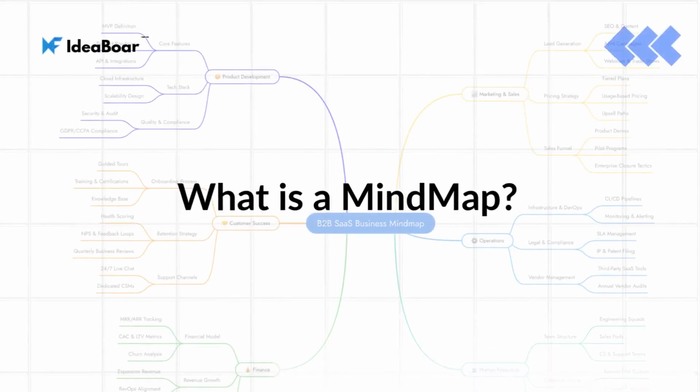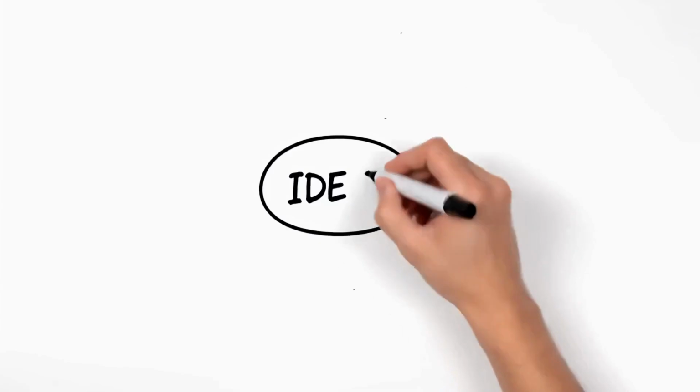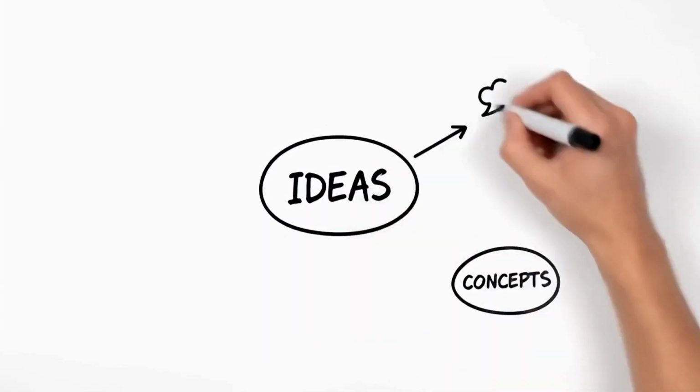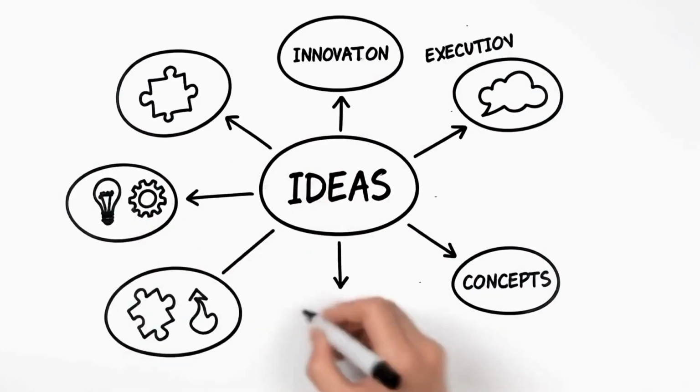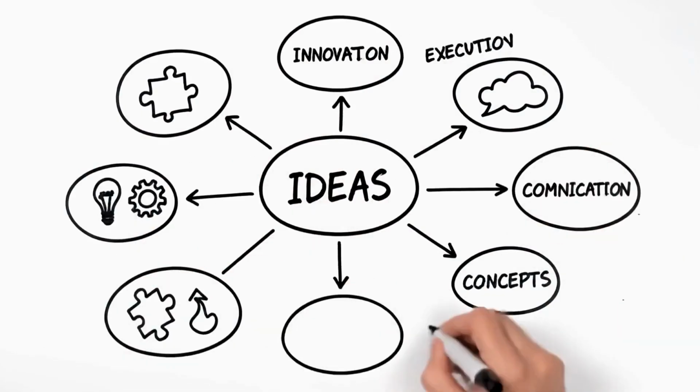What is a mind map? A mind map is a visual diagram that organizes ideas around a central topic using branches and sub-branches, helping you brainstorm and understand connections more clearly.